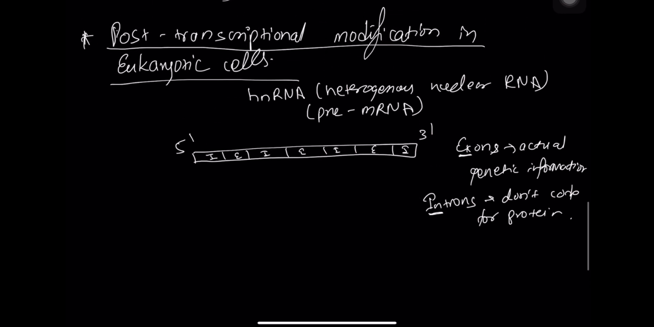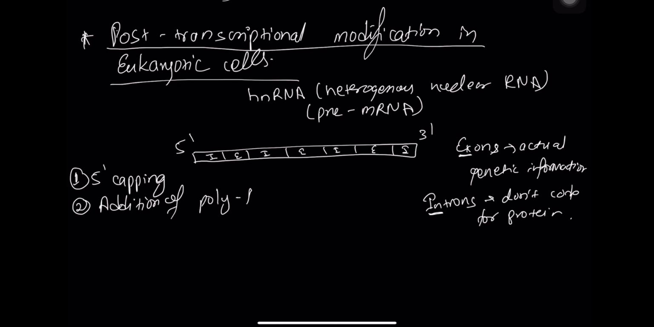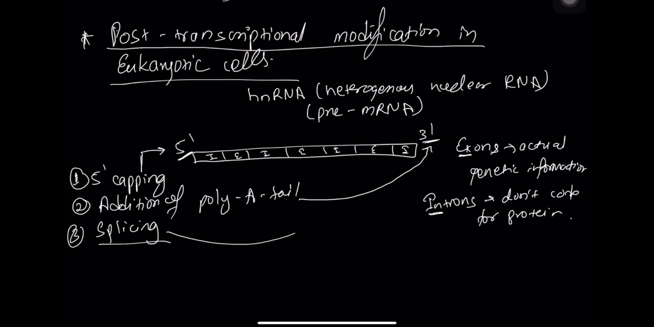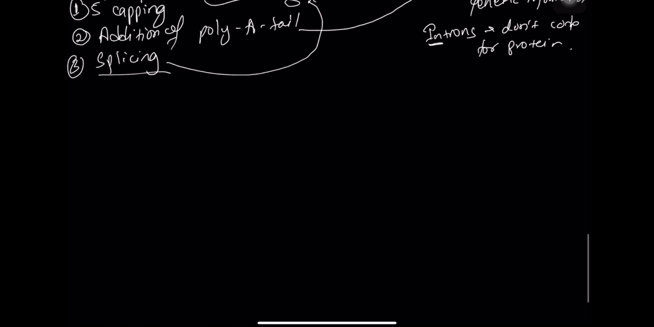Now, in this post-transcriptional modification, there are mainly three steps. First one is 5' capping. Second is addition of a poly-A tail. And third one is splicing. So this 5' cap occurs at the 5' site. Addition of the poly-A tail will occur at the 3' site, and splicing will occur at these exons and introns. So let's learn step by step.